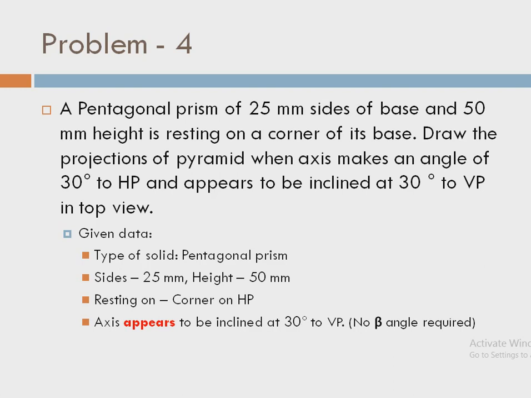It means directly they have given the apparent angle, that is the beta angle is directly given. So no need to find out the beta angle once again in this problem. We need to directly take up 30 degrees and redraw the second top view, so that no need to take a beta angle for this given problem. Now let us solve the given problem.